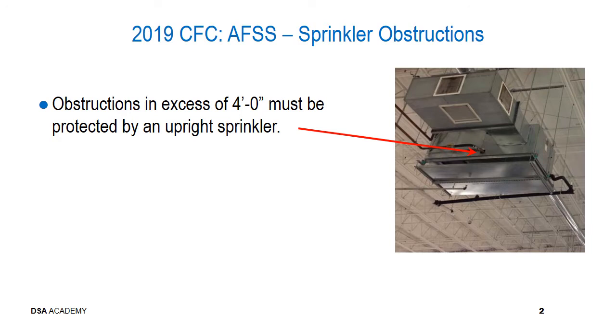So when we have HVAC ducts and the like that obstruct the spray pattern from the sprinkler above, this would necessitate the installation of a sprinkler below that obstruction. In some instances, for construction restraints, such as HVAC contractors, they'll bank a series of ducts that are less than 4 feet in width together that may create an aggregate obstruction in excess of 4 feet in width. In these situations, the upright sprinklers will be required. Such modifications to the HVAC duct layout need to be submitted to DSA for review and approval.